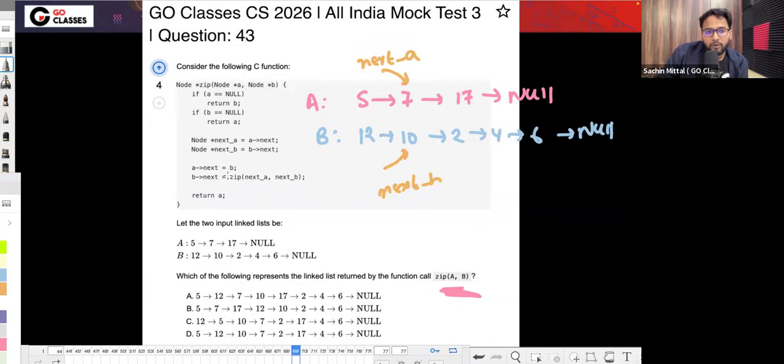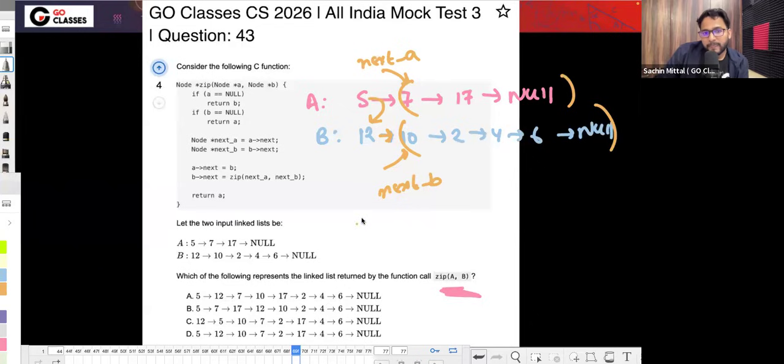Right? Now what we are doing, we are saying a dot next to point to b. So we are saying this a dot next should point to b, which means this 5 should be pointing to 12. Okay, this 5 should be pointing to 12. And then this b node next, which means this 12, should be pointing to next. I mean, basically now here we are forwarding, starting from 7 and starting from 10. So next a and next b means starting from 7 and starting from 10.